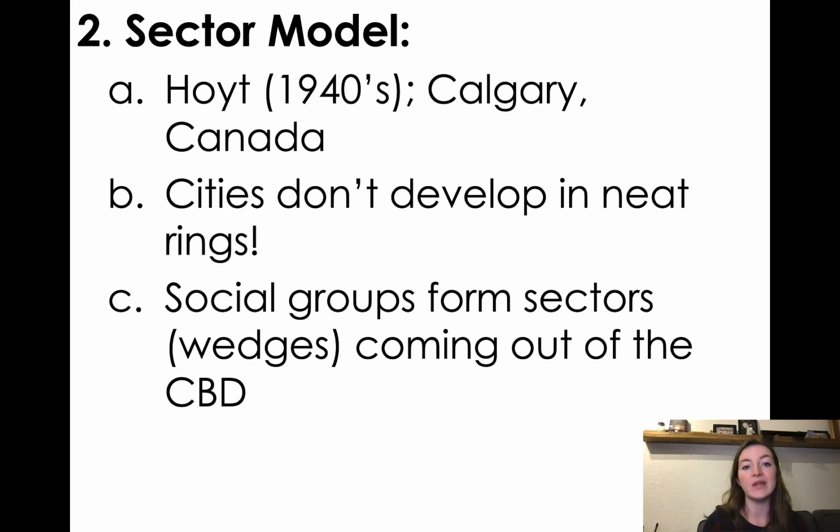Okay, next up we have the sector model, and this is Hoyt's sector model. So it comes about in the 1940s, and it is based on Calgary in Canada. In this, Hoyt basically says cities do not develop in neat rings. It just doesn't happen. And he says that social groups form sectors or wedges coming out of the CBD.